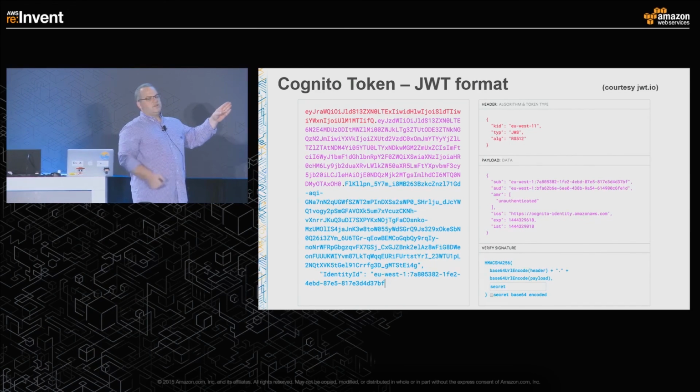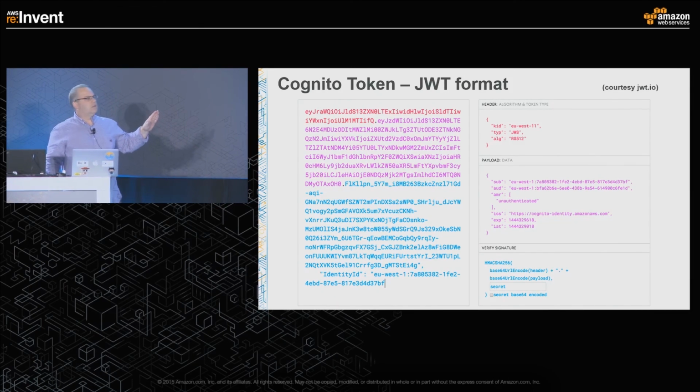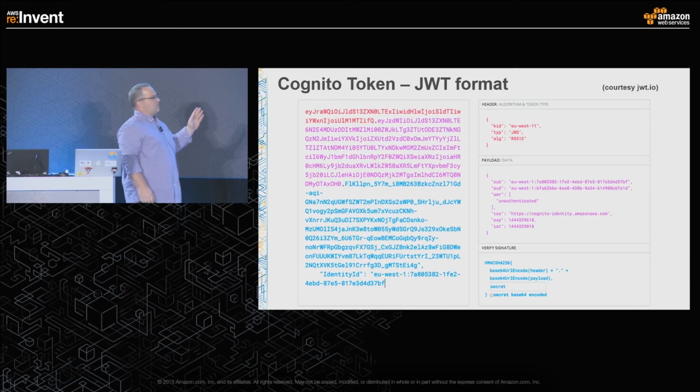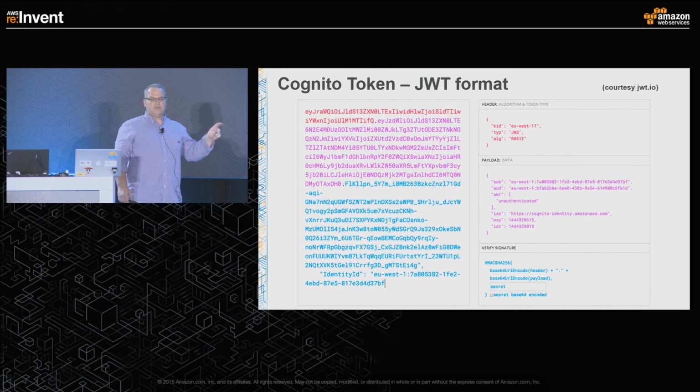On the left is the token I got back from Cognito. And it's not encrypted, it's just base64 encoded. So I put it into this website. It's a cool website called jwt.io. And it shows you how the token is broken up into 3 pieces. There's a header that tells you how the token is signed. There's a body that contains key value pairs describing the identity. And then, of course, there's the signature at the bottom.